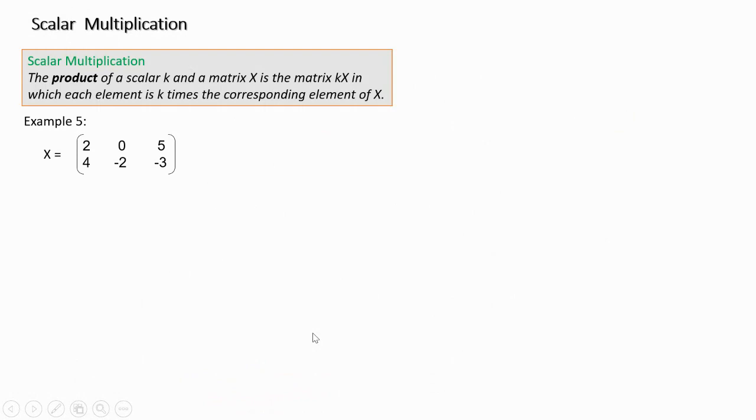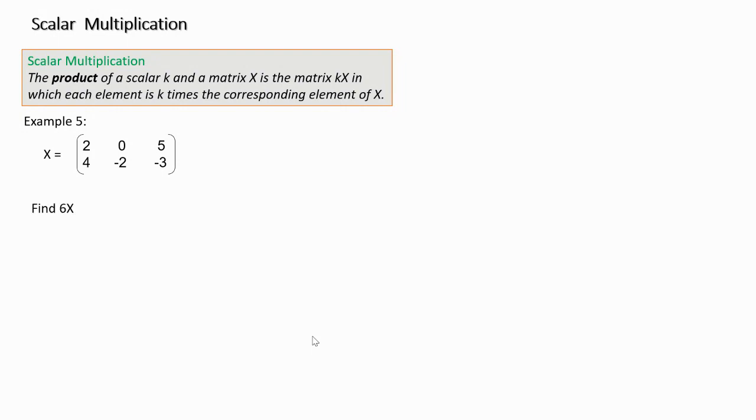Okay, now comes scalar multiplication. The product of a scalar K and a matrix X is a matrix K times X in which each element is K times the corresponding element of X. Let's do an example so this can make more sense.